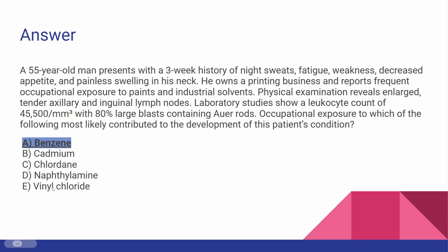Okay, and then vinyl chloride also comes up. It predisposes the patient to hepatic angiosarcoma, and it's seen in PVC pipe workers. Okay, vinyl chloride, hepatic angiosarcoma, and naphthalene, bladder cancer. Okay, and benzene, AML.